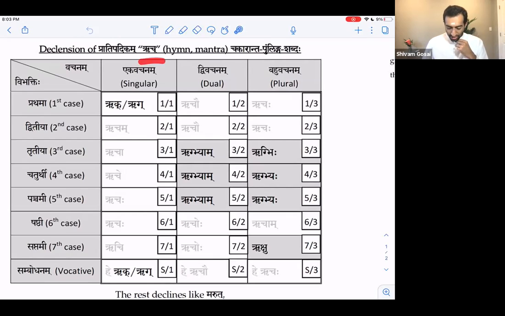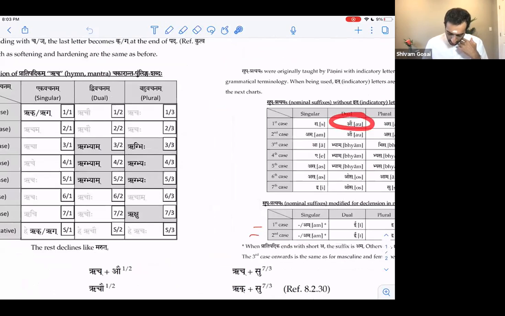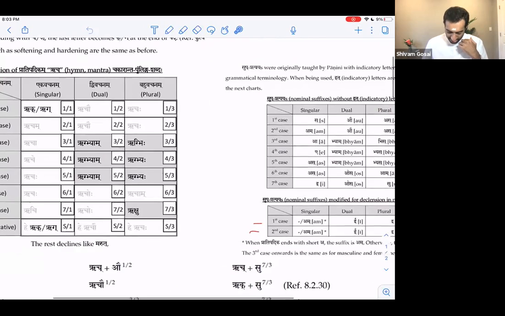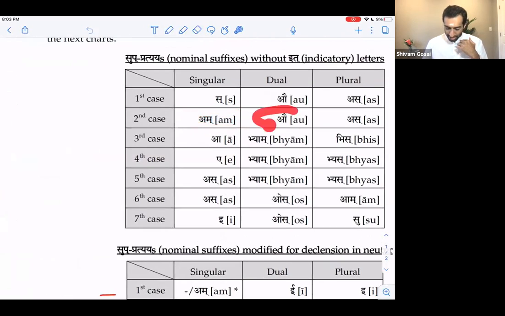But the word is rich, so then we just add our pratyayas. Rich plus o, richo. Rich plus us, richaha. Rich plus am, richam. Rich plus o, richau. Rich plus us, richaha. Rich plus a, richa.